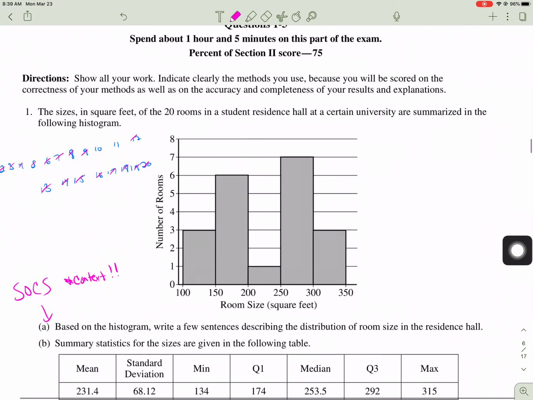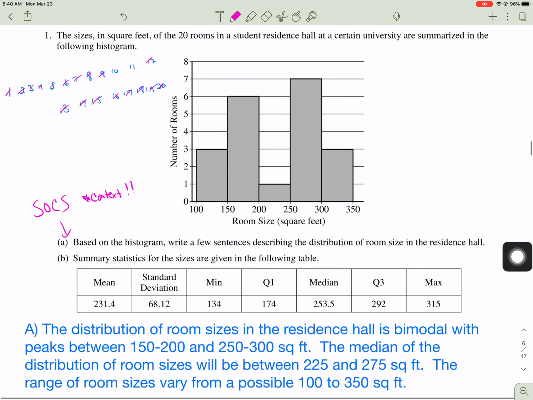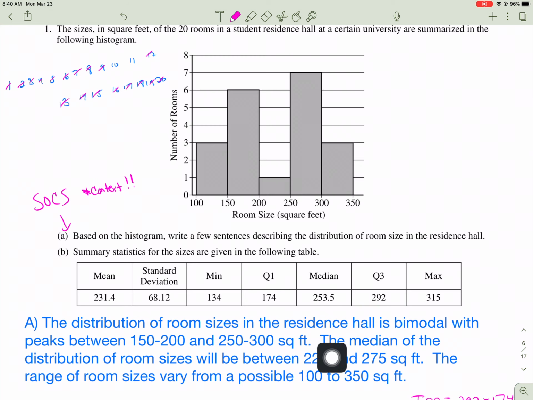So, first thing I talked about was shape. If we look at this shape, it appears to have a peak, a distinct drop, a large drop that's distinct, and another peak. So, first thing I wrote, the distribution of room sizes in the residence hall is bimodal. And then I discussed what the peaks were for bimodal, with peaks between 150 and 200 and 250 and 300 square feet. Now, some small things here: distribution of room sizes in the residence hall in square feet. Context. All right, that should be nice.